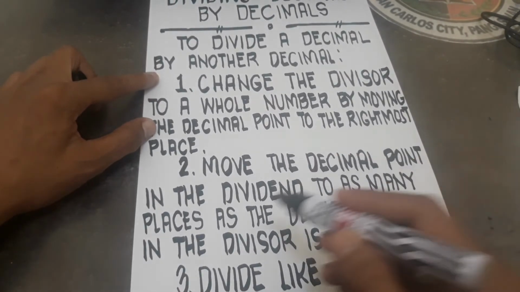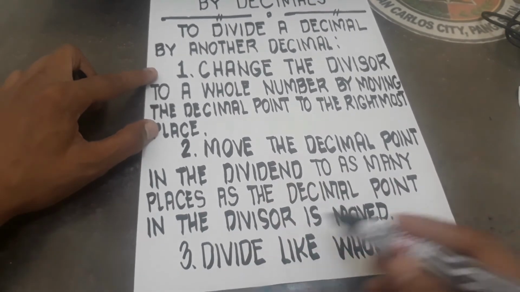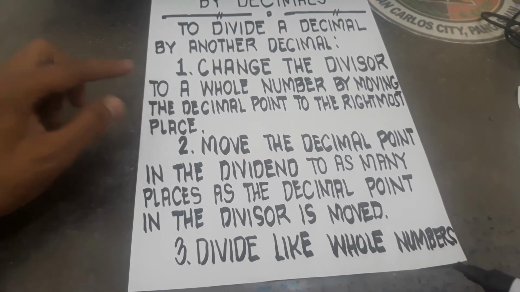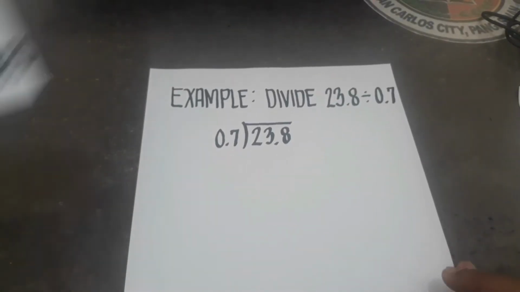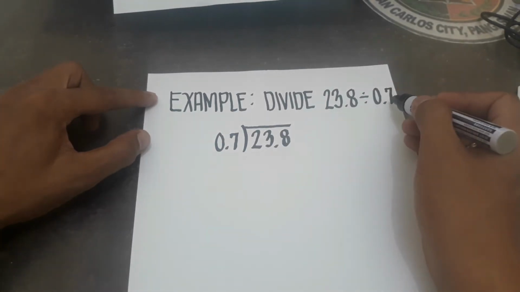Move the decimal point in the dividend to as many places as the decimal point in the divisor is moved. Okay, divide like whole number. So pag na-move na, di-divide na daw as a whole number. Okay, so makikita natin sa example. Okay, so na yun. Dividing decimals by a decimal.